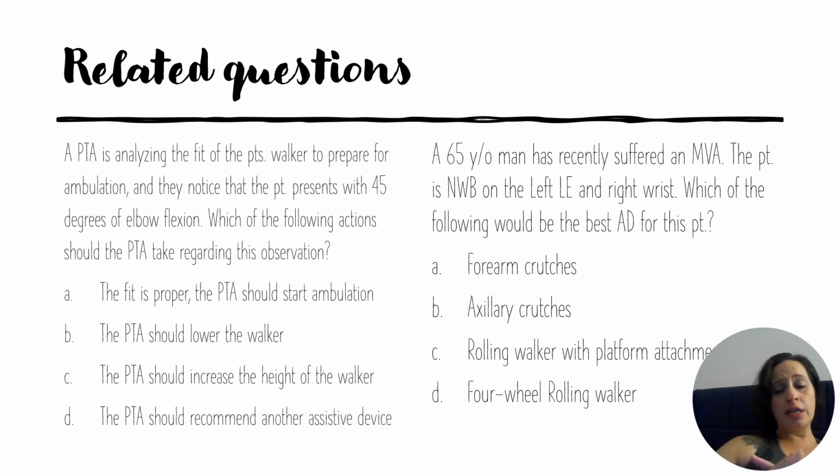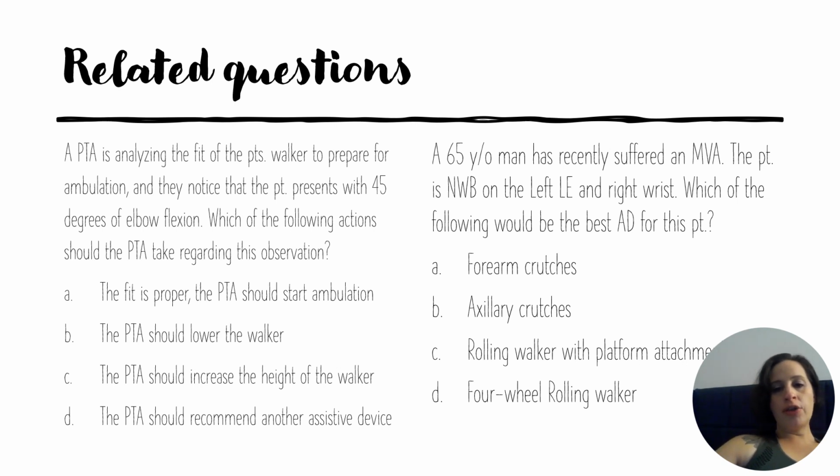And then D is just thrown in there for fun, right? Because there's not enough information in the question to tell you that they should just choose a whole other device, right? Devices can be fitted, devices can be adjusted, and it's not like, oh man, it's too tall, let me just use another device. That wouldn't be the answer, but it's in there as an option.